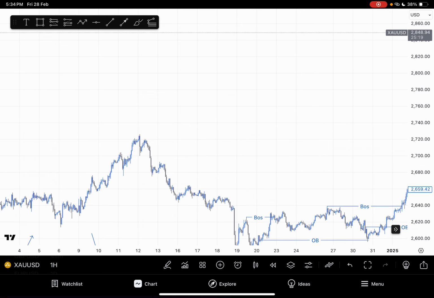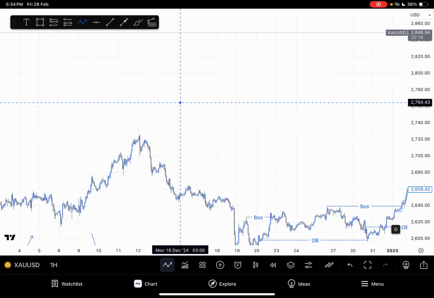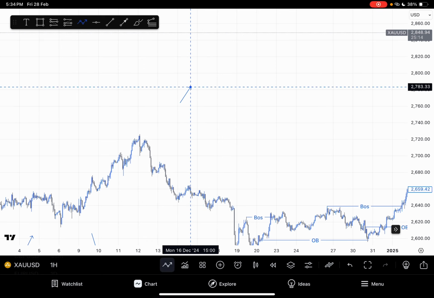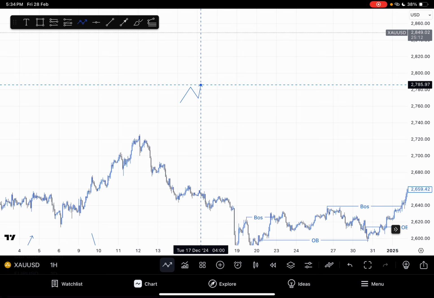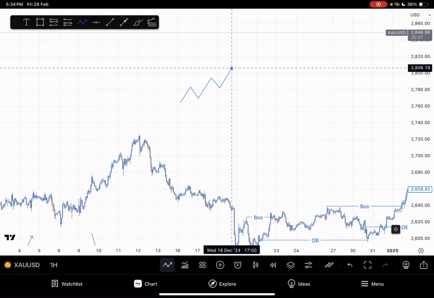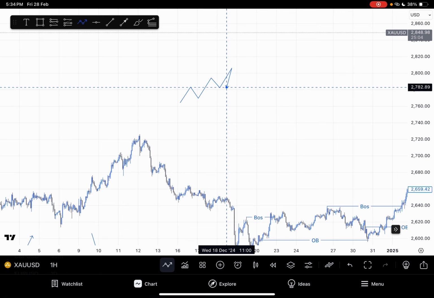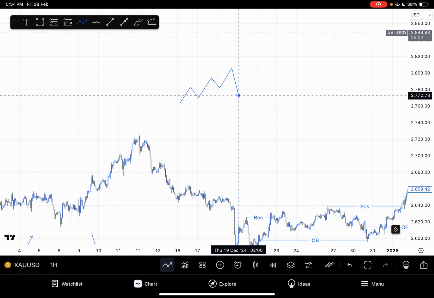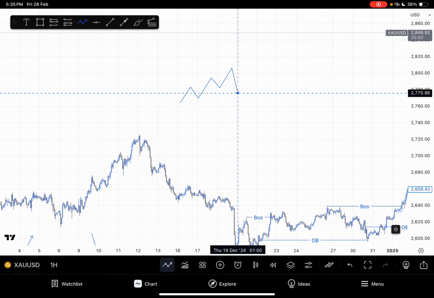So for a market structure shift to be valid, each time price is in a particular trend, this for an uptrend, each time price is on a particular trend, then you see price break below this previous low, it must break below with a full body candle. If price breaks below the previous low with a weak candlestick, that's not a valid market structure shift. The market structure shift is invalid. So price must break below with a full body candle.